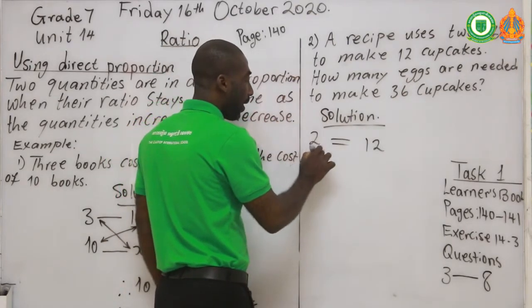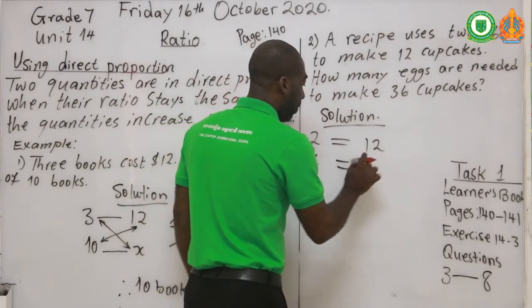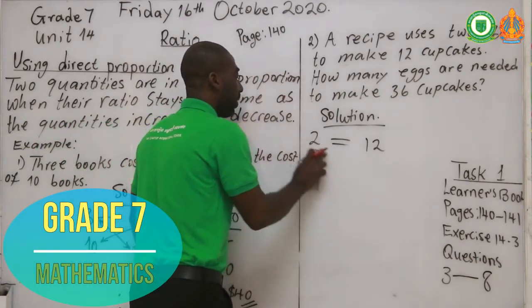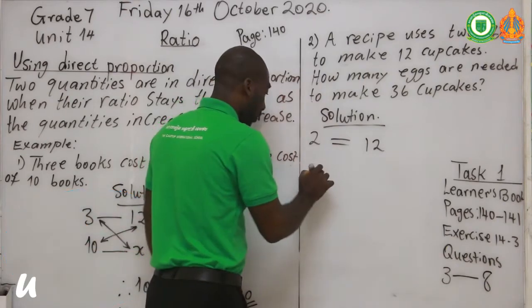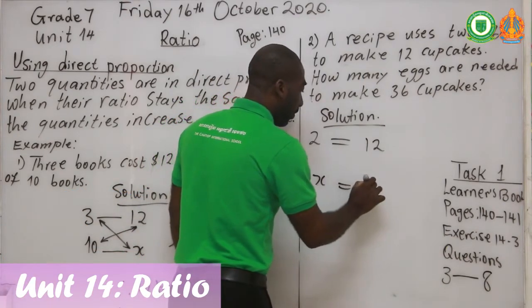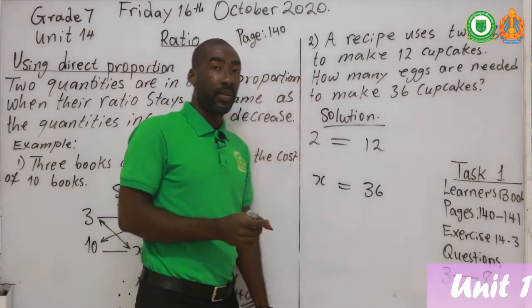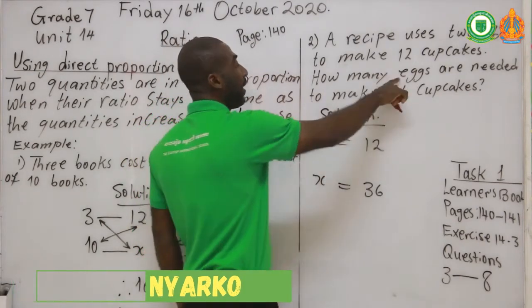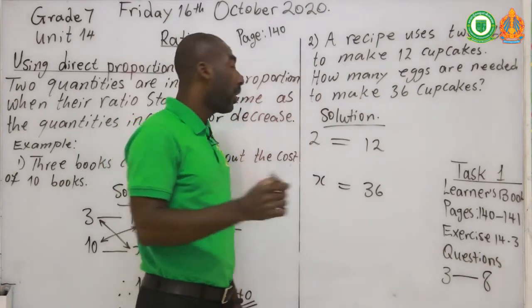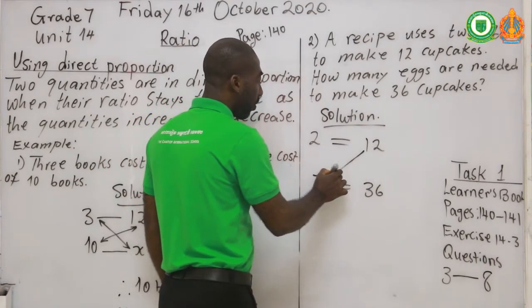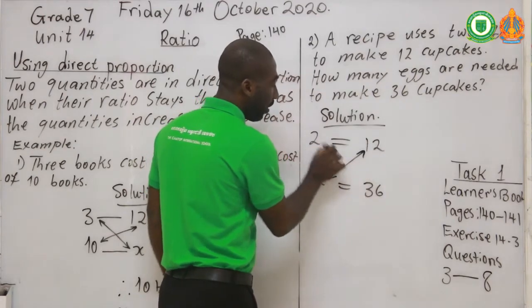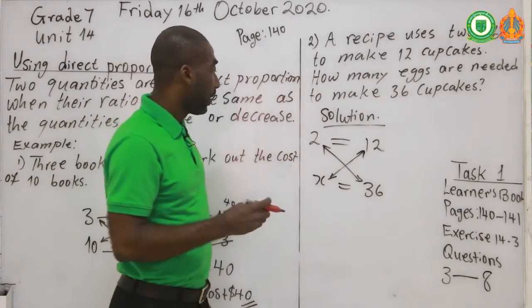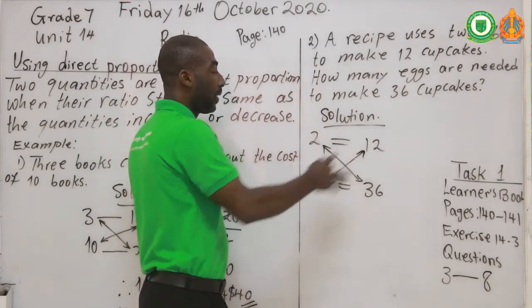So we put x as the eggs, which will be equal to 36 cupcakes, okay? Let's give a little space so that you can see very well. So now we have to look for x. That will be the number of eggs that we need to make 36 cupcakes. So what we need to do is cross multiplication, okay? This is very important and a very easy way to do using direct proportion, okay? So we are doing cross multiplication.